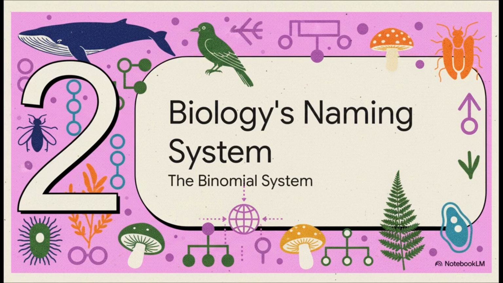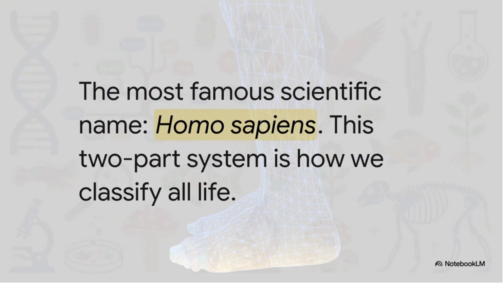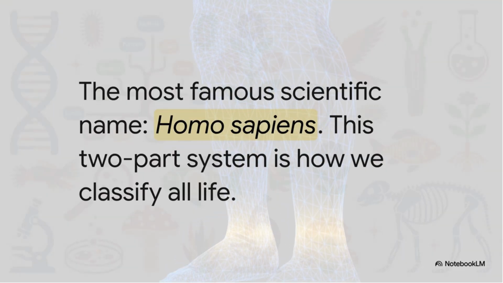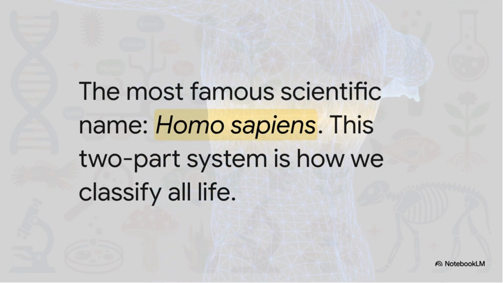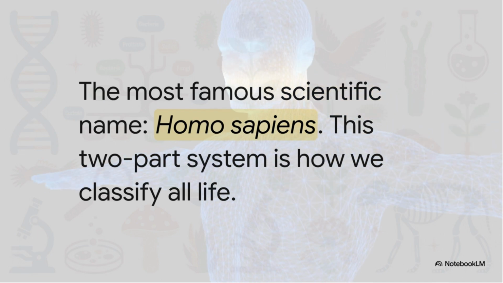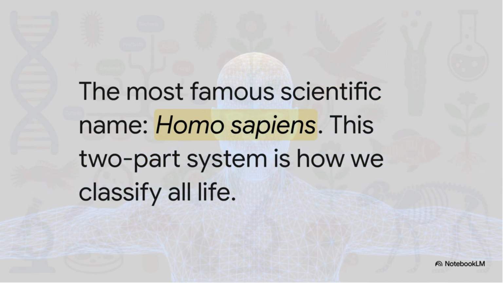Okay, so we figured out if something is alive. But what in the world do we call it? With millions of species out there, we need a universal system, a shared language, so that a scientist in one country knows exactly what a scientist on the other side of the planet is talking about. And that system gives us names like this one. You've definitely seen this before. Homo sapiens. That's us. This simple 2-part name is at the very heart of how we organize and classify all life. Let's break it down.